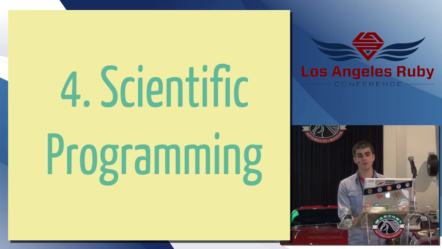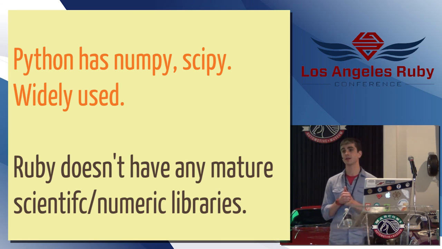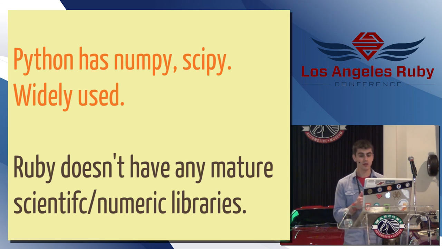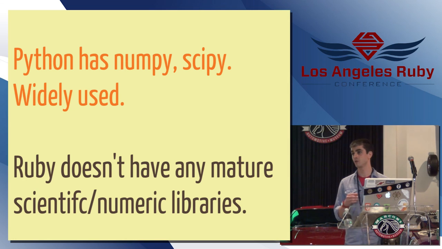Let's talk about scientific programming for a minute. Python has NumPy, SciPy. These are very widely used, especially in the academic and finance type problem domains. Ruby, I don't think, has any real mature scientific numeric libraries. I know some folks are trying to change this, and there has been some activity. But I think for now, the Ruby community is probably still playing catch up.